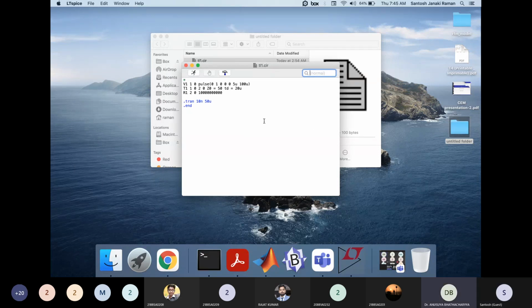So let's say you have a pulse. It's called V1, and it's between nodes 1 and 0. It goes from 0 to 1, and it has a width of 5 microseconds. So it's a simple pulse.